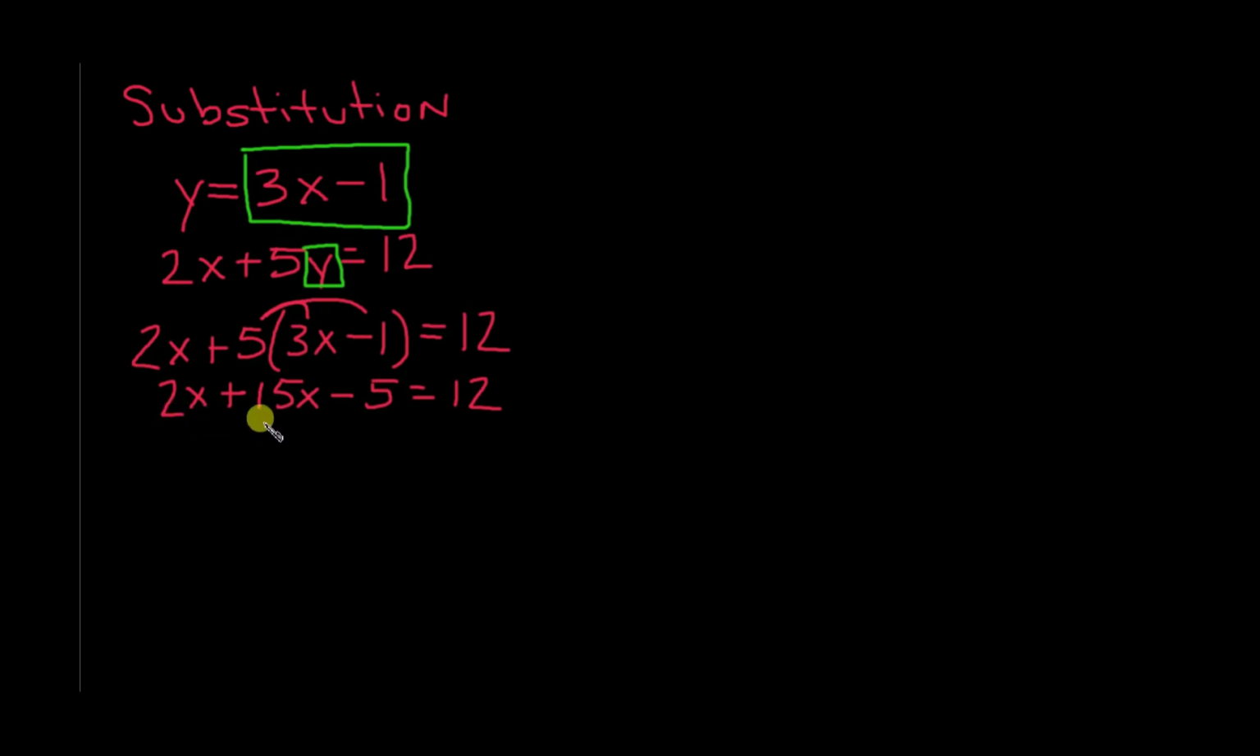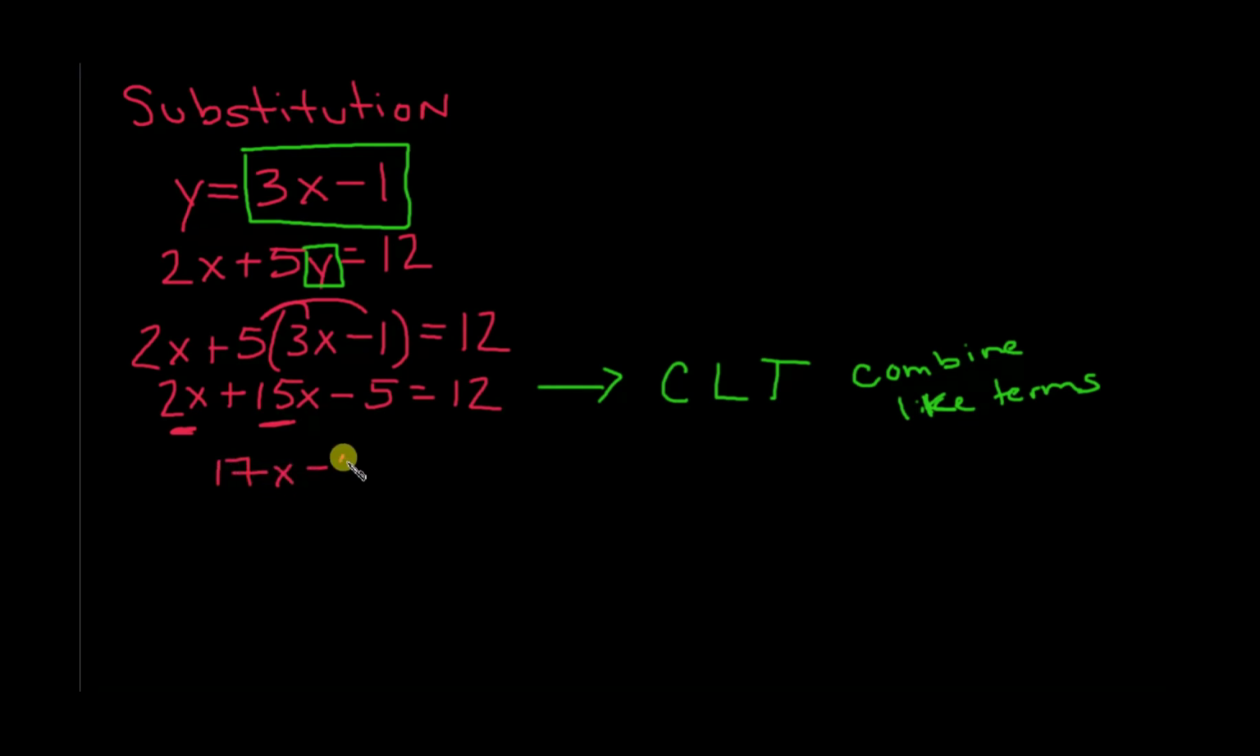We have two like terms here, and what I like to do is call it CLT, or cucumber, lettuce, tomato. Combine like terms. Combine like terms here. Okay? So what we're going to do is combine the 2 and the 15, and we get 17x minus 5. Bring the rest of your equation down, equals 12.